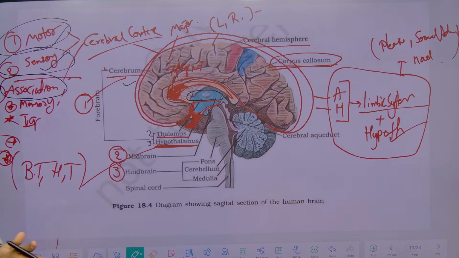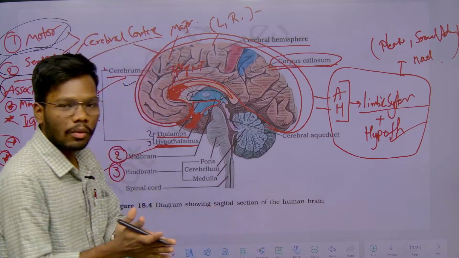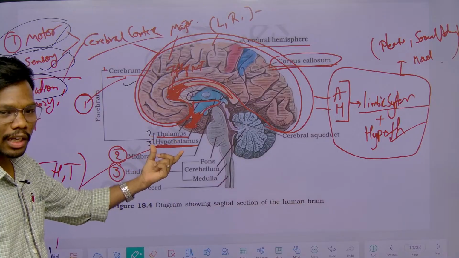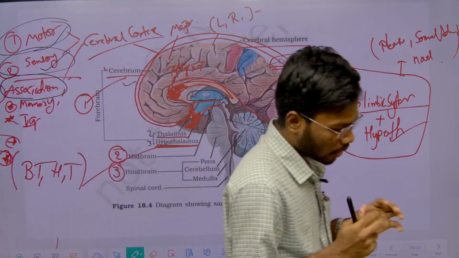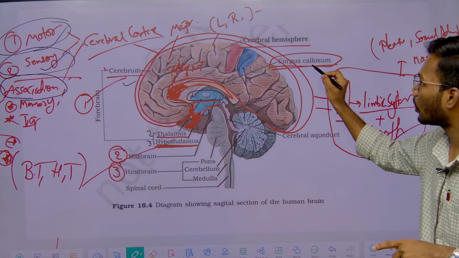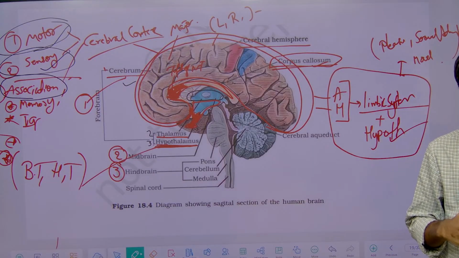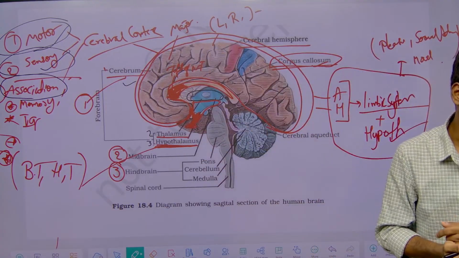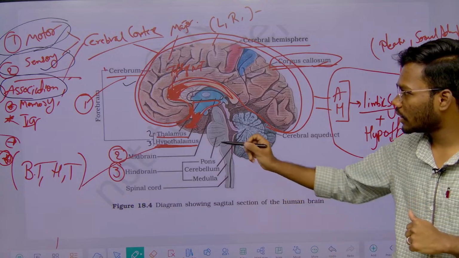Right. So we already discussed the forebrain. The forebrain has three regions: cerebrum, thalamus, and hypothalamus. The cerebrum is divided into left and right cerebral hemispheres, which are connected by the corpus callosum. And there is one layer of cells which covers this cerebrum, called the cerebral cortex, right? After that we discussed the thalamus.